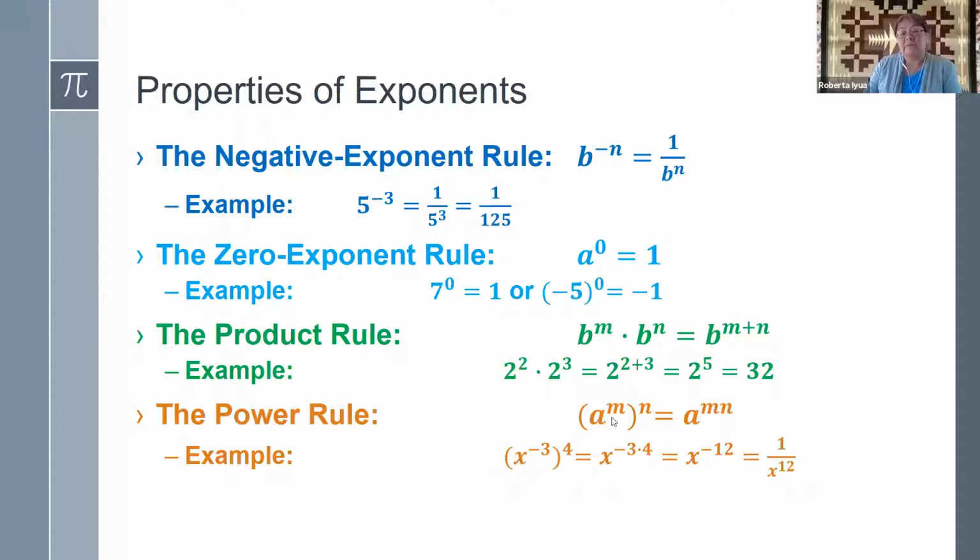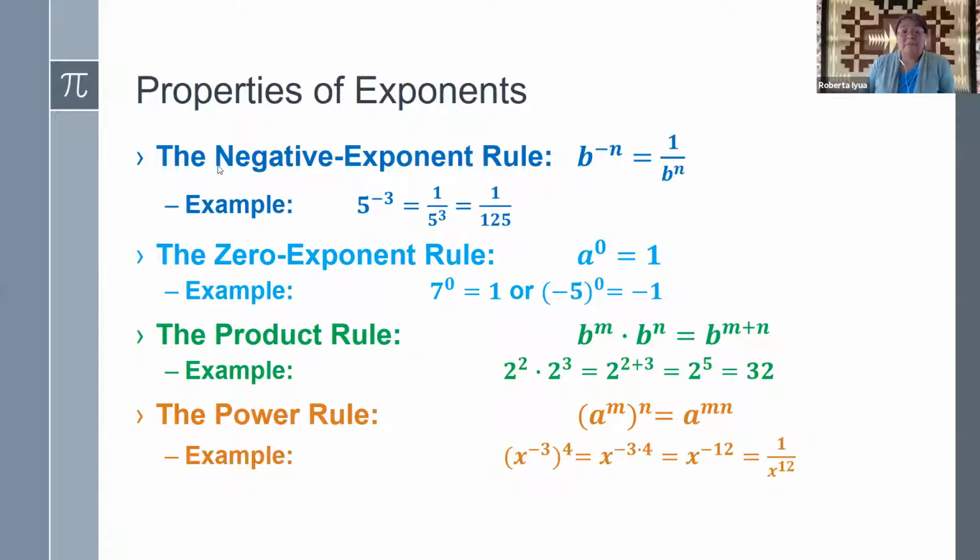Then we have the power rule. a raised to the m, both of those raised to the n, and we write it as equals a raised to the mn. The example of that is x to the negative 3 raised to the 4 equal to x raised to the 3 times 4, which is equal to negative 12. And then we'll go back to the negative exponent rule of 1 over x to the 12th. And don't be afraid to combine these rules together to get to your simplified answer.